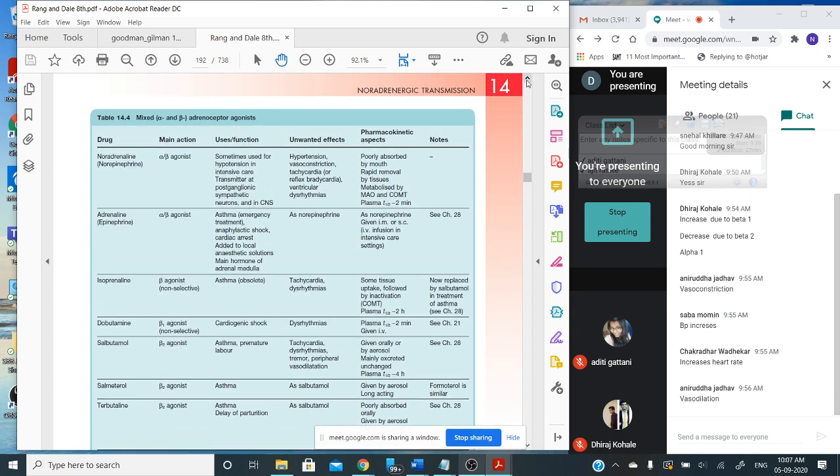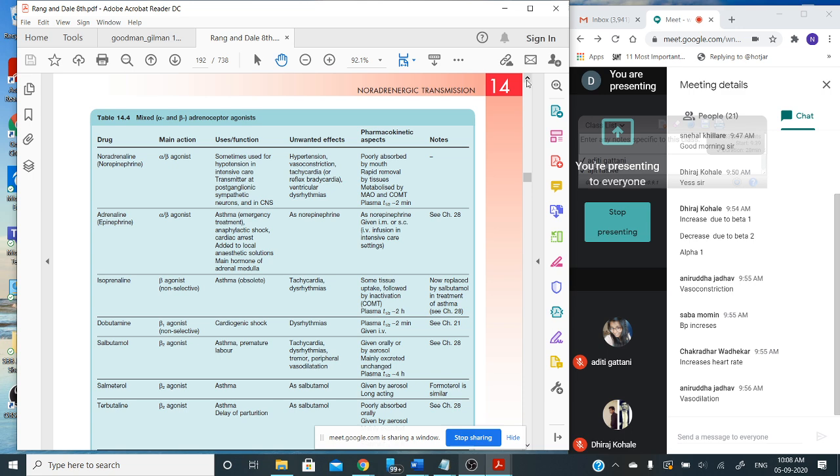So I am using a table from Rang and Dale, which is easy to explain. First is noradrenaline or norepinephrine. We know its actions. It acts on both alpha as well as beta receptors. It is sometimes used for hypotension in intensive care; when you go to hospital, you will understand about it. Noradrenaline, or norepinephrine, is very popularly given in the condition of shock, when it is hypotensive shock. To increase the heart rate and the blood pressure, this drug is used.